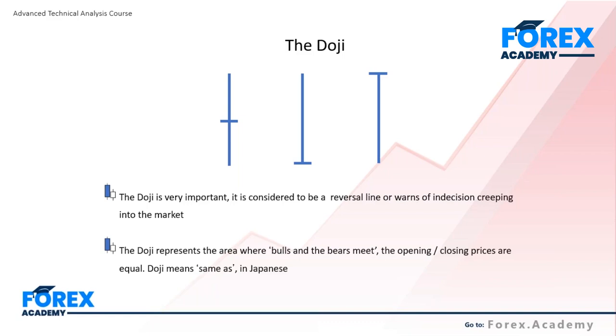The doji can be seen as a pattern that represents the area where the bulls and the bears meet. In other words, the opening and the closing prices are equal. In Japanese, doji means same as. There are essentially three types of dojis that we can see. One is a standard doji, another is a doji where the open and the close are at the lower end of the range, and the third is where the open and the close are at the top end of the range.